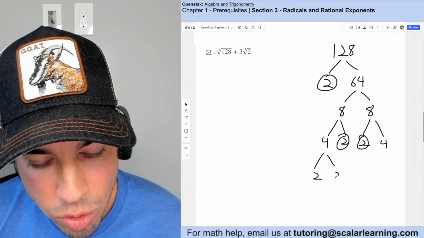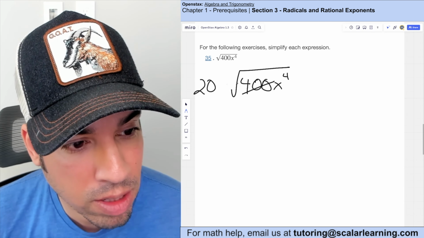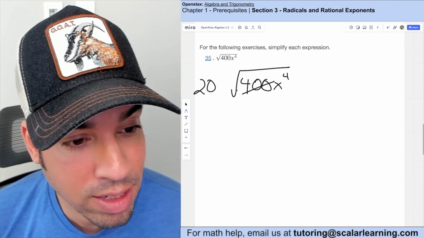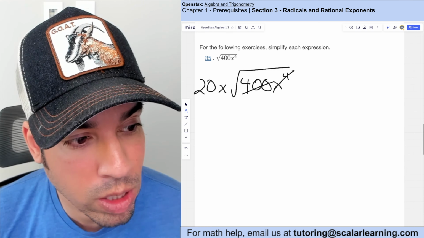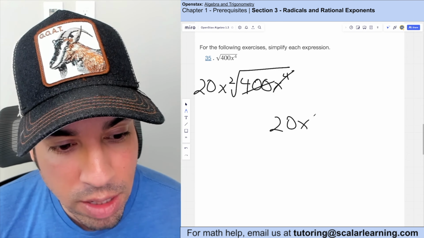So we're taking the square root of 400x to the 4th. So we'll look at these two and take the square root of each of them independently. So first, the square root of 400, that's 20. That comes out like that. And guess what? X to the 4th has a perfect square root as well. It is x squared because x squared times x squared is x to the 4th. So our final answer is 20x squared.